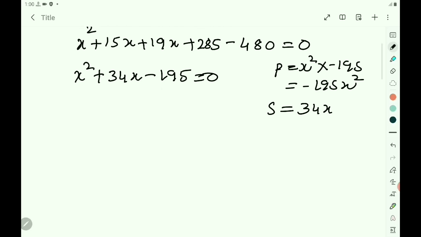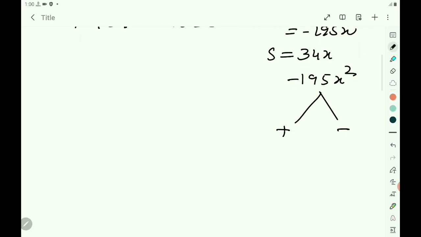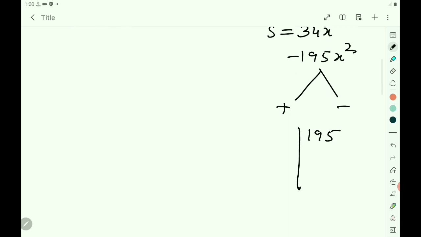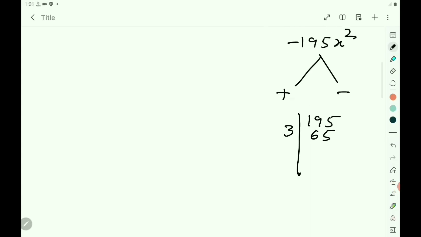Then you take minus 195x square, to be split into 2 factors to get the 34x. Here the product has a negative sign, so the signs are different, plus and minus. Find the factors of 195. It is divisible by 3. 3 6s are 18, 1 is remaining, 3 5s are 15. And it is divisible by 5. 5 3s are 15.